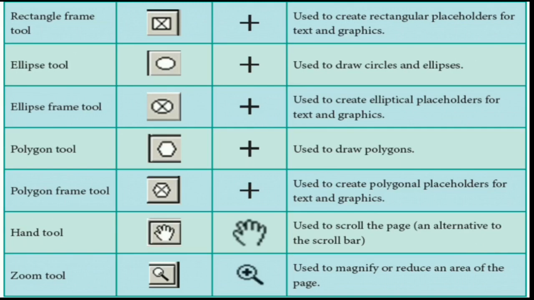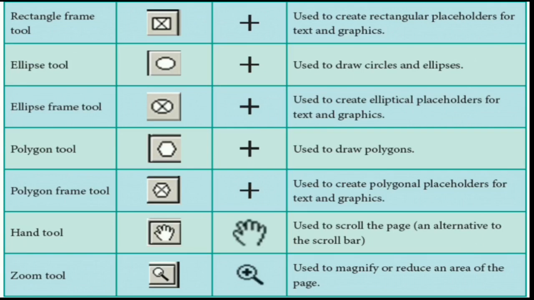Polygon frame tool. The polygon frame tool does the same activity as the rectangle frame tool. The only difference is the shape. The shape is different, and the content and pictures can be merged along. Nextly, the hand tool. The hand tool is used as an alternative to the scroll bar. There are two scroll bars available, the vertical scroll bar and the horizontal scroll bar, which are used to move left to right and top to bottom. Instead of that, the hand tool is used as a quick way to move around the screen.